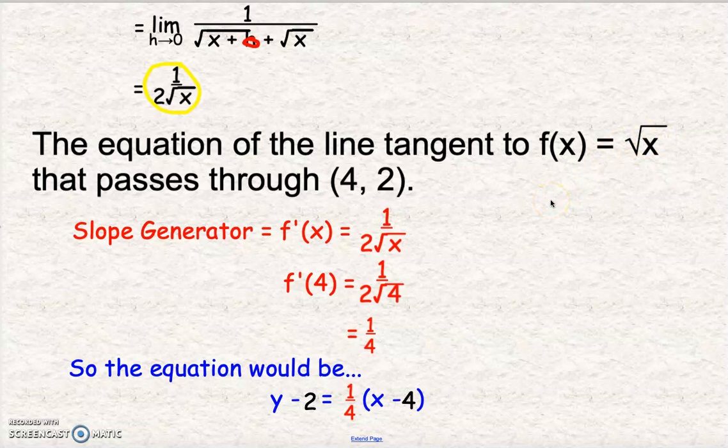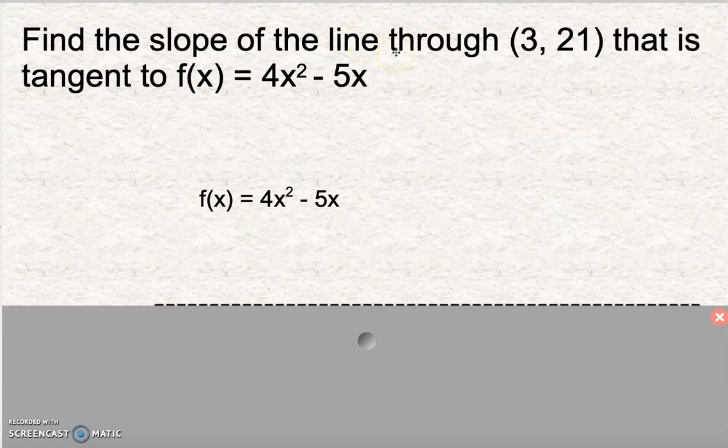Let's try one more together just to make sure you have it. Let's find the slope of the line passing through the point (3, 21) that is tangent to that function. So why don't you pause the video and give this a go.